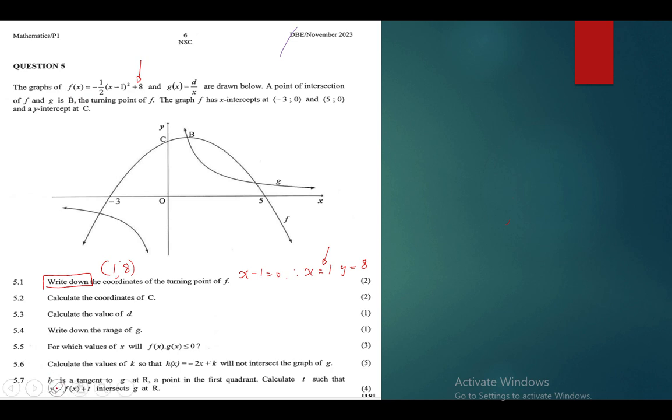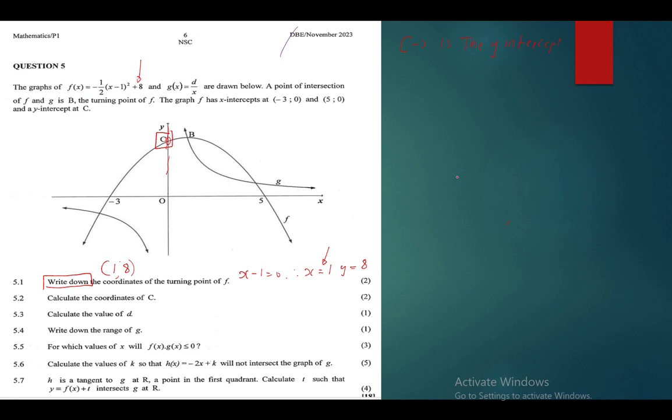Now, they say calculate the coordinates of C. You see, guys, this kind of question keeps coming. The coordinates of C is the y-intercept. This is the most important thing you have to identify. C is the y-intercept because it's where the graph of f is cutting the y-axis at C. The graph of f is cutting this line at C.